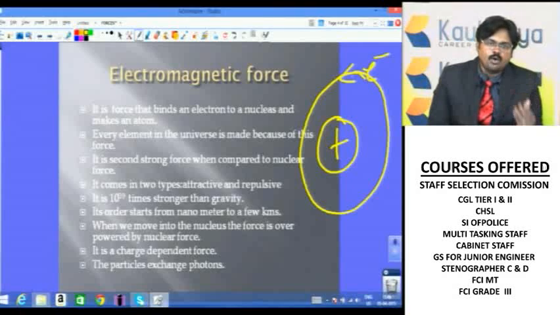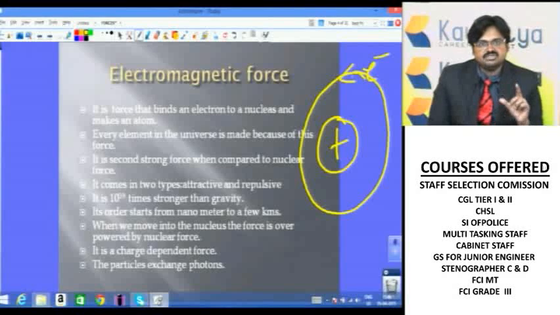The atom is formed because of the electromagnetic force between the electron and the positive charge. The atom is formed because of the Coulombic forces. Now I need not use the term electromagnetic force. The simple answer is a Coulombic force. Coulombic force is an electric force.